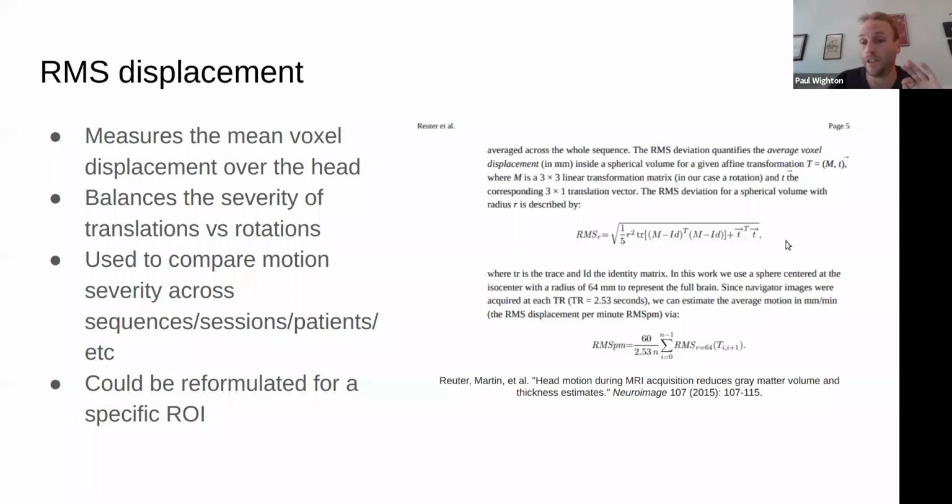But what I think is really nice about this metric, and I haven't actually seen it in a publication or anything, is that it's going to give you the mean displacement for the entire head, but maybe you're doing a study on hippocampus, right? And all you care about is hippocampus. So you could reformulate this metric to calculate the severity of any sort of translation or rotation on the actual ROI you care about. So I think it's a nice way to quantify it.